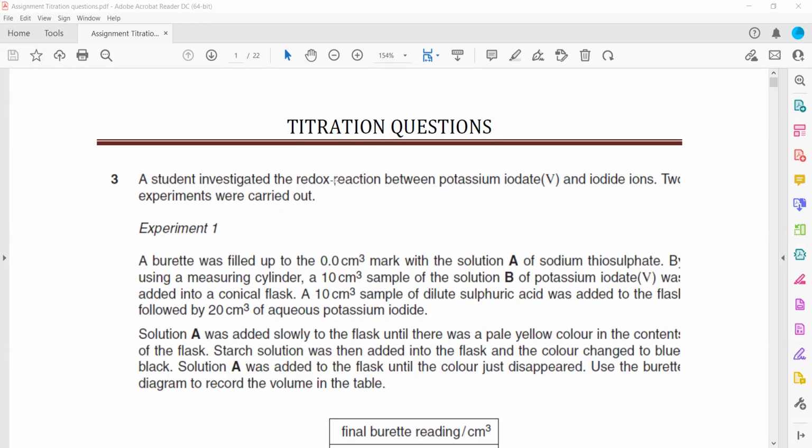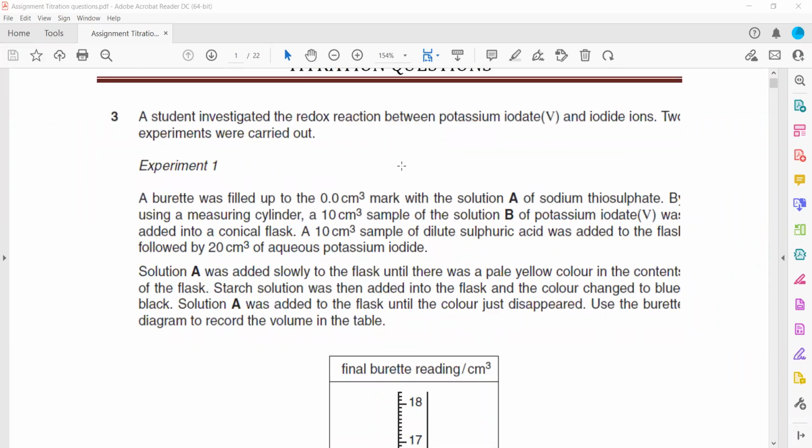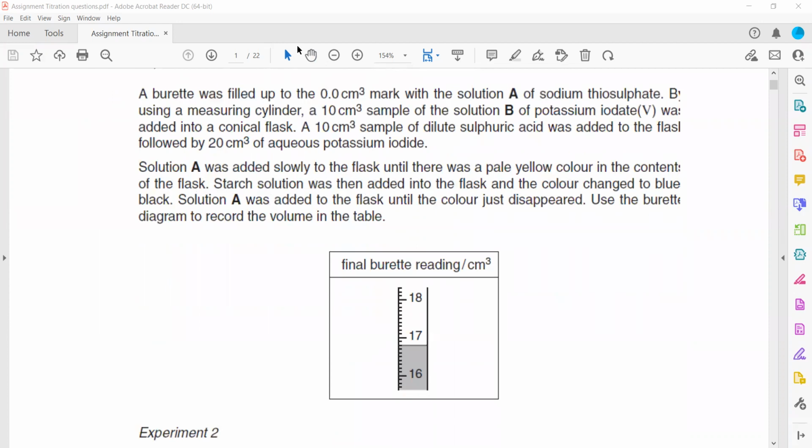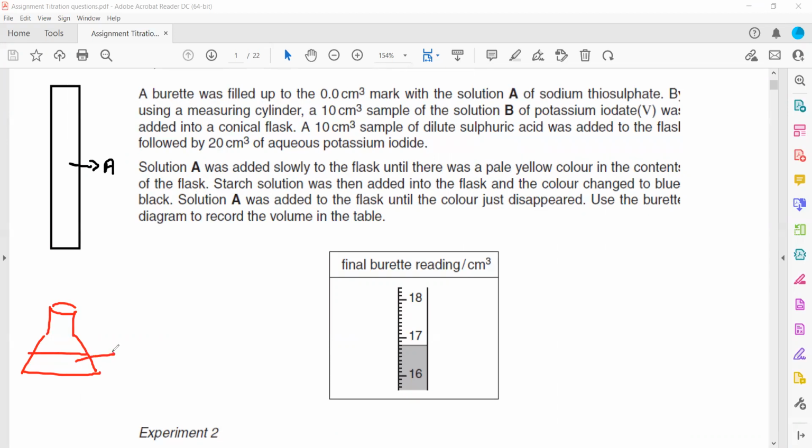So all the titration questions are there in this sheet. A student is investigating a redox reaction in which oxidation and reduction take place for potassium iodide and iodide ion. Two experiments were carried out. First, a burette is filled with solution A, and in a conical flask, the student took 10 cm cube of solution B. So there is solution B in the conical flask and the volume of solution B is 10 cm cube.